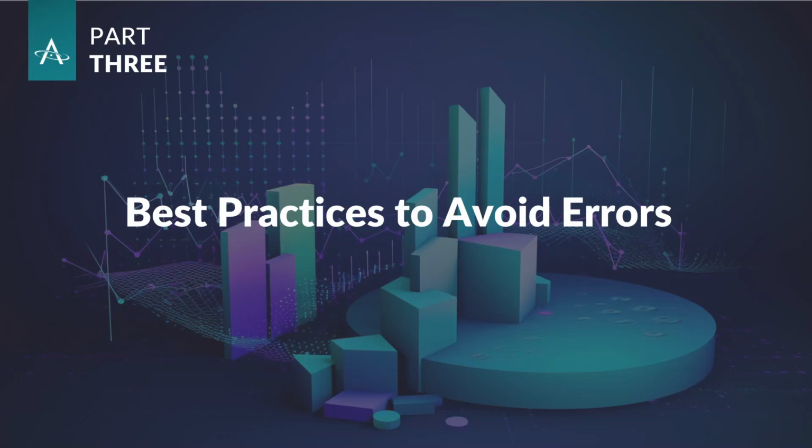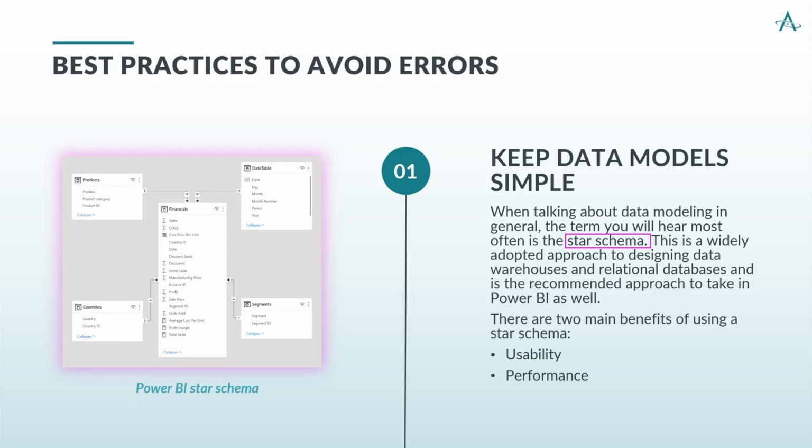Best practices to avoid errors. One of the best ways to avoid issues in Power BI is to keep your data model simple. When talking about data modeling in general, the term you will hear most often is the star schema. This is a widely adopted approach to designing data warehouses and relational databases, and is the recommended approach to take in Power BI as well.